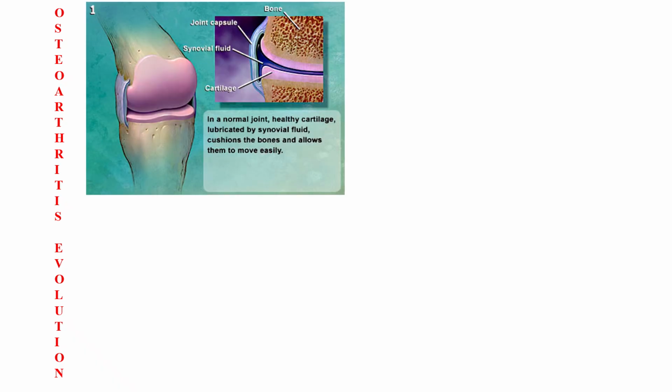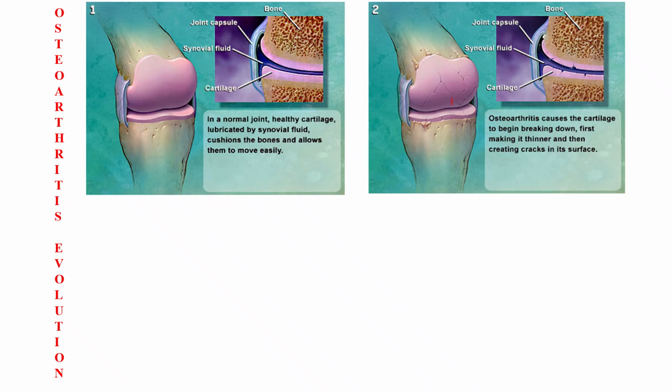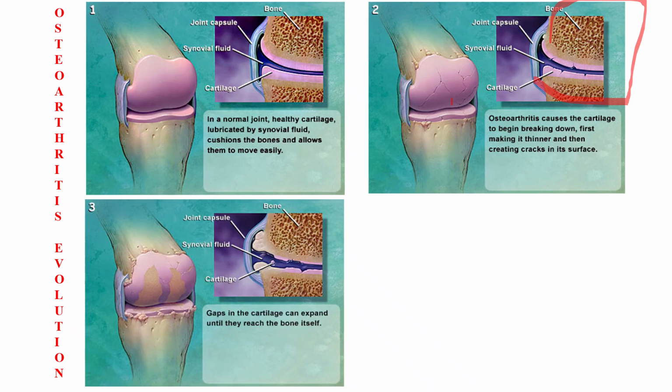Now we will see how this osteoarthritis evolves. Here you can see a normal joint with healthy cartilage and healthy bone. With the development of arthritis, there is development of cracks initially in the cartilage, which subsequently lead to formation of loose bodies within the joint due to sloughing off of the whole thickness of the cartilage, and the cracks are now deeper.